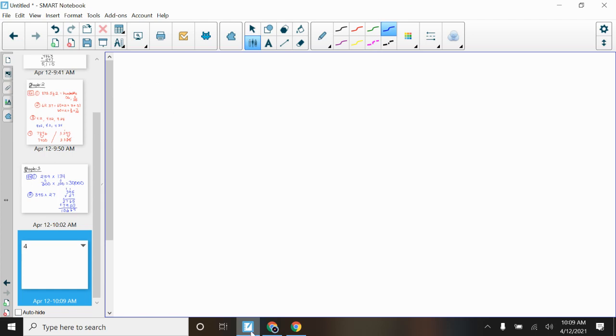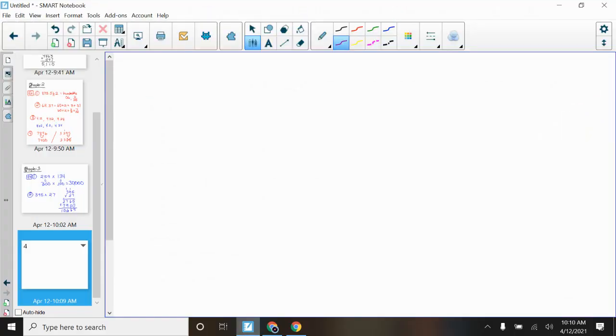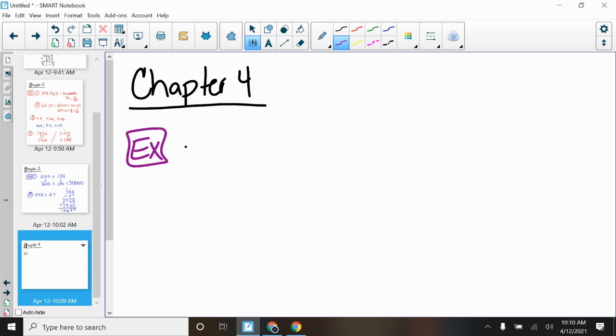So in chapter 4, we are now into division. So division is when we learned how to divide not decimals but whole numbers. Okay? All right, let me get my page ready. Chapter 4. And let's go purple this time. So example number 1. It says compatible numbers. Remember, compatible is a word that means numbers that go together.